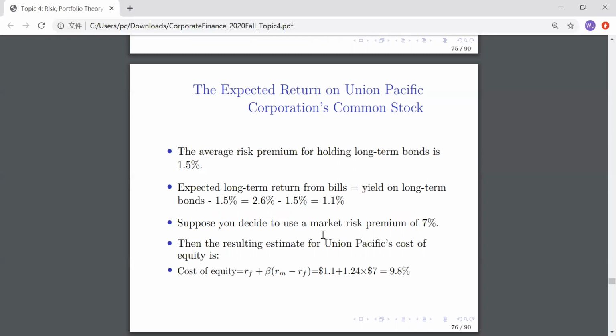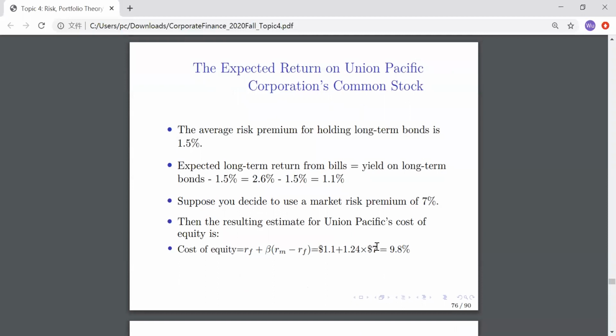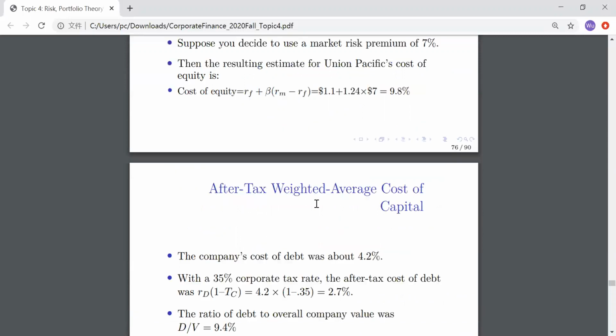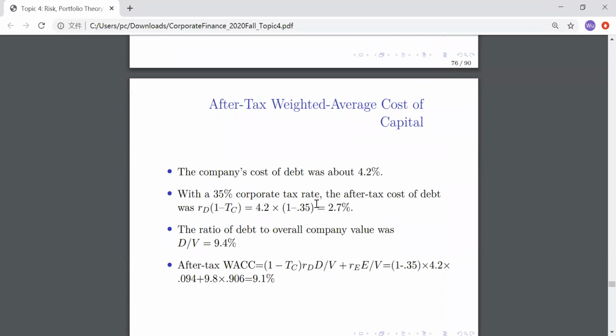Now, suppose you decide to use a market risk premium of 7%. In that case, we can calculate the cost of equity. Suppose the risk-free rate was 1.1%. This is the beta we just have, the industry beta, times the market risk premium, so here it should be 7% and 1.1%. We can calculate the cost of equity. After we get the cost of equity, we can also finally calculate the after-tax WACC. So suppose the cost of debt is 4.2%, then we can get the after-tax cost of debt equals 2.7%. And suppose the debt to company ratio is 9.4%, we can calculate the after-tax WACC.